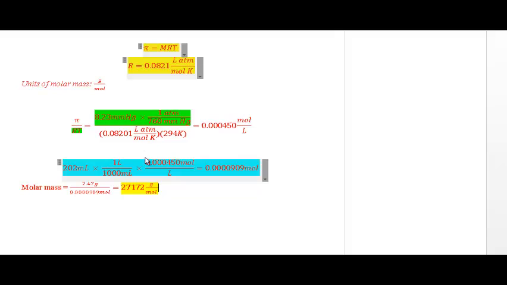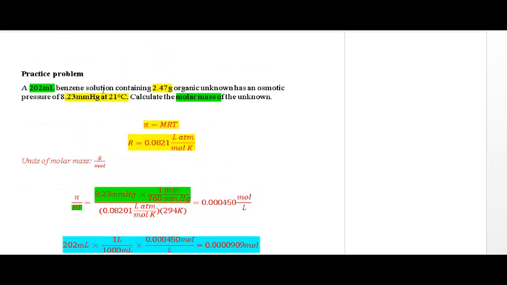Units are grams per mole for molar mass. So I'll take the 2.57 grams divided by the number of moles I got in 202 mL. And I get grams per mole. Doing that computation, I get 27,172 grams per mole. That is the molecular weight of my unknown substance that I put into my benzene.